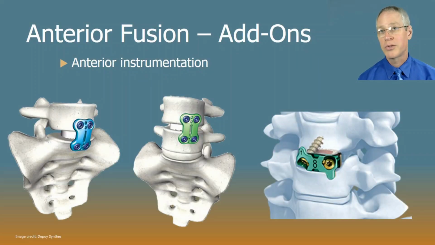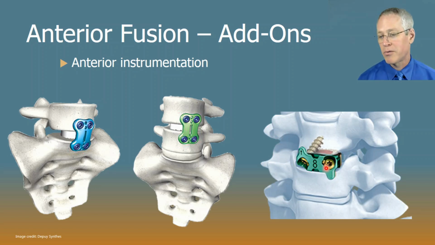And then anterior instrumentation for anterior column fusion. So you can't really just stuff in that interbody device or graft and walk away. It needs to be held in place. It's effectively a fracture at that point. It needs to be held. So here you see some anterior instrumentations, plates and screws, which is coded separately.